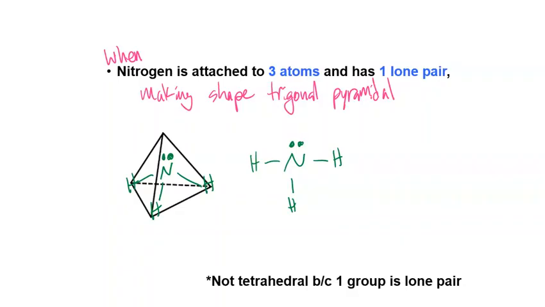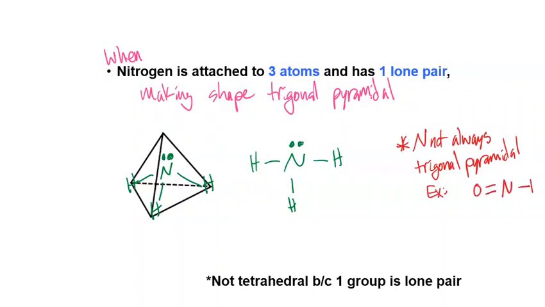Now, another thing I want to note is that while nitrogen is usually trigonal pyramidal, that's not always the case. So I just wrote nitrogen, not always trigonal pyramidal. For example, if we have this molecule here, this nitrogen only has 3 groups surrounding it, right? It has the oxygen, the hydrogen, and then this lone pair. So that would not be an example of a nitrogen that's trigonal pyramidal, but most of the time it is.